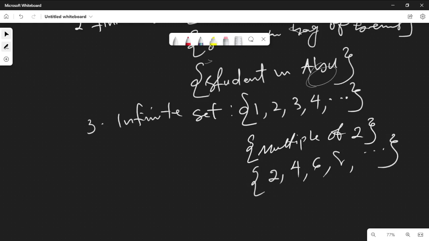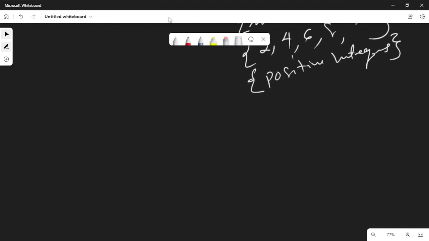If I say the set of positive integers, this is also an infinite set. Are you getting that now? It is also an infinite set.